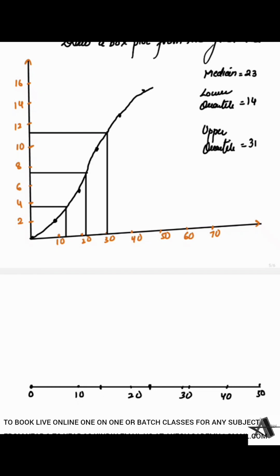So now let me draw. This will give me a box. Then from the middle it would be like this. This is your box plot, in which we have plotted the lowest and highest values and the upper and lower quartiles. So this was all about the basics of this chapter and this particular topic. In the next class we'll be doing the worksheet.